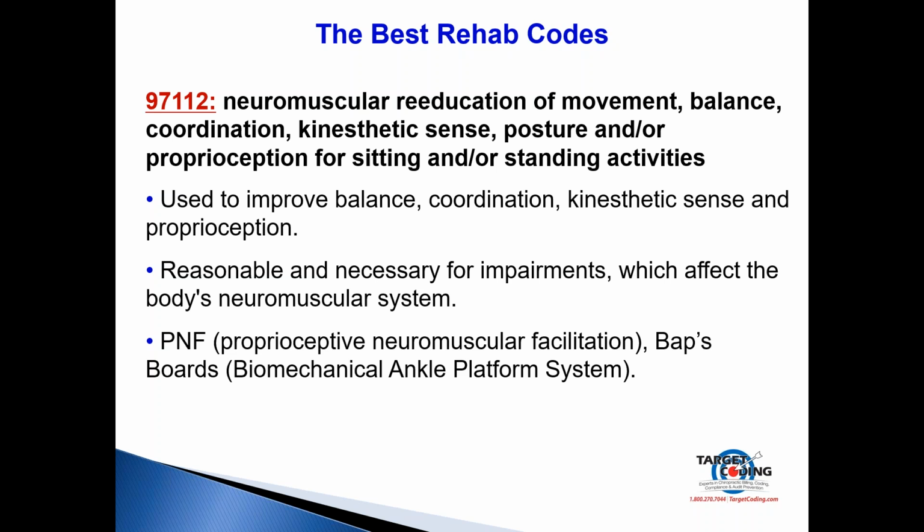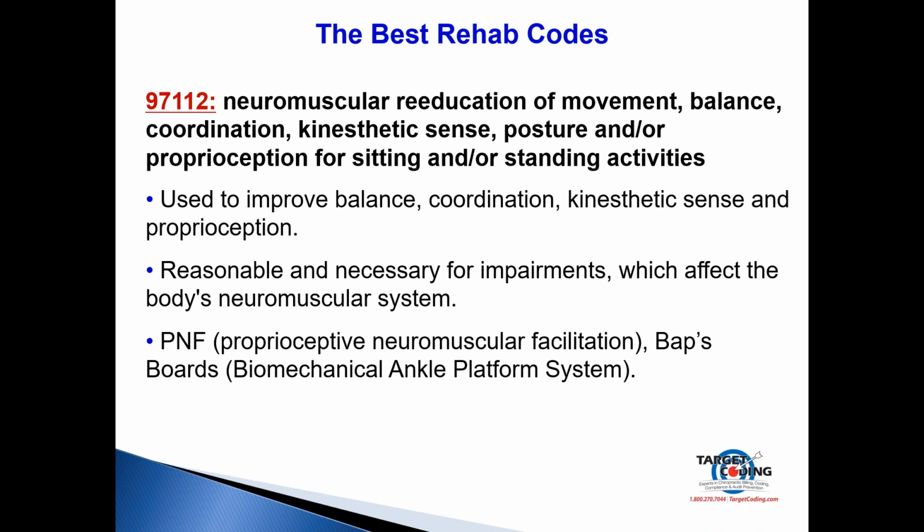Yes, you got it, proprioception. It's reasonable and necessary for impairments which affect the body's neuromuscular system. PNF, it's a pretty common term used in chiropractic, proprioceptive neuromuscular facilitation. Could also be used with BAPS boards. You may have heard of BAPS boards, balance boards. BAPS is an acronym for Biomechanical Angle Platform System.